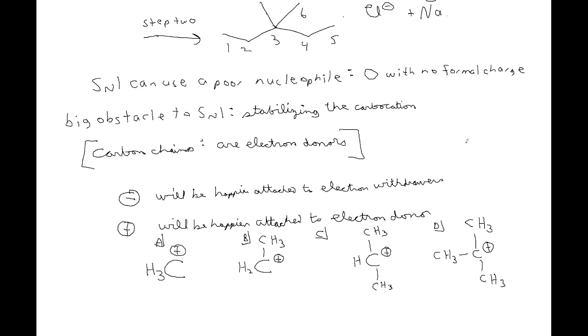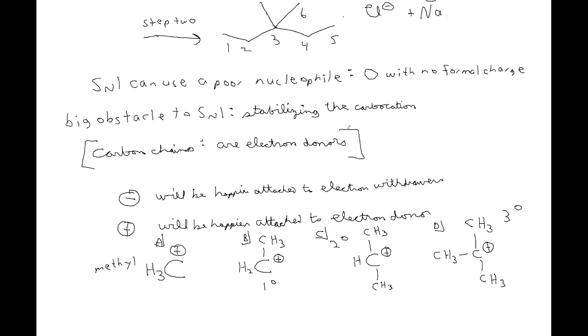So who's happier, D or C? D, because it's attached to more carbon chains. That's right. So how could we classify these? What type of carbocation is this? Primary, secondary, or tertiary? Tertiary. And this? Secondary. And this? Primary. And do you know what we would call this? Methyl. Yeah, this is a methyl because it has no carbon chains. So which type of carbocations are happiest?